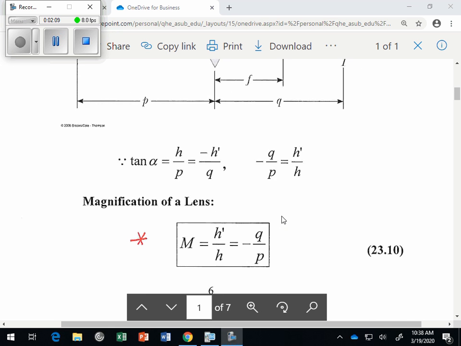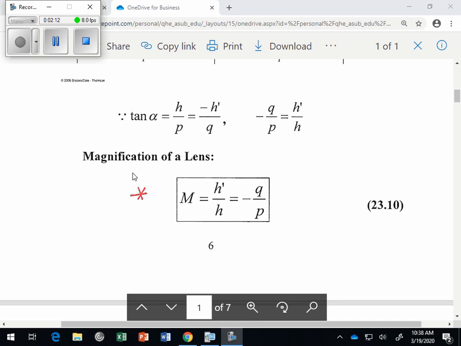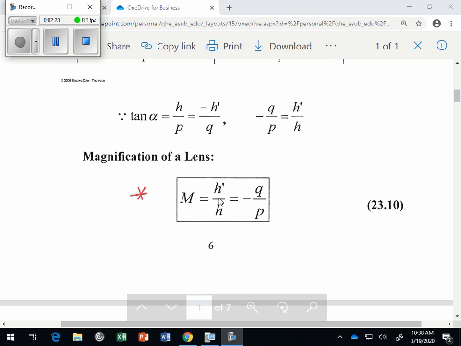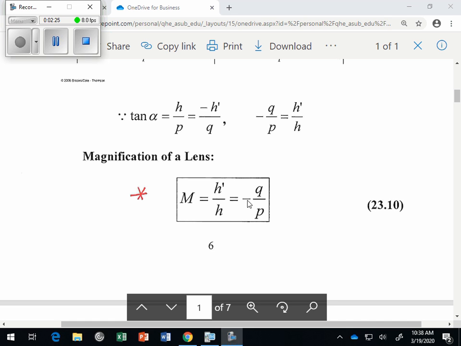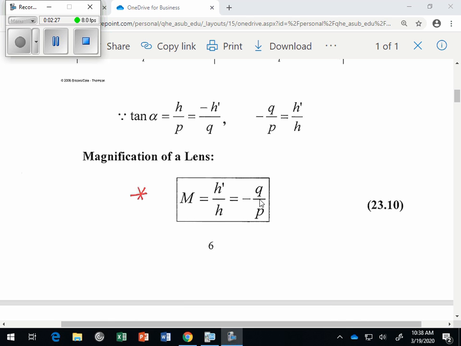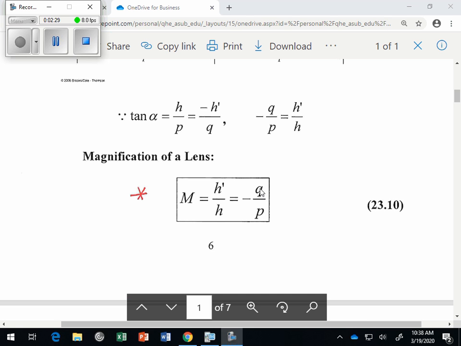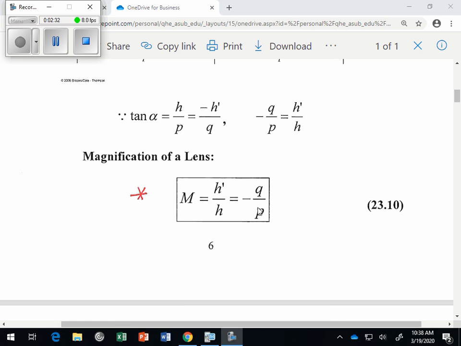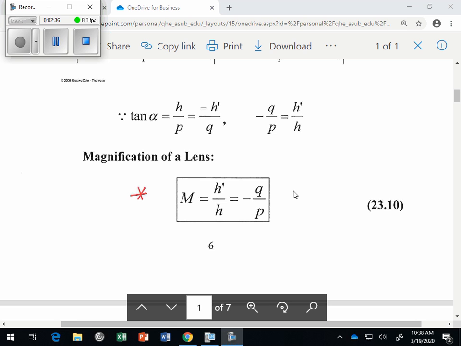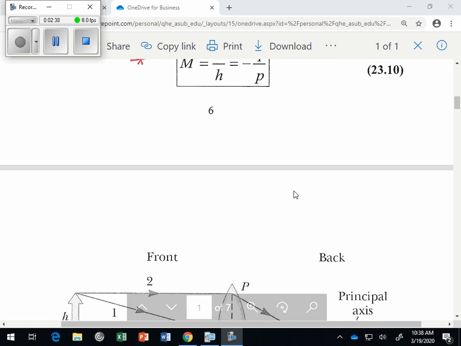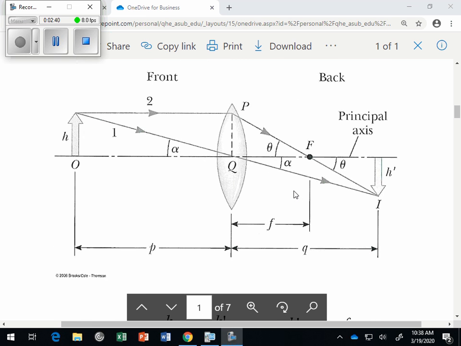Okay, so we work the first equation. We proved the magnification definition is the image height over the object height. We use capital M equals negative Q over P, the image distance over the object distance. Don't forget the negative sign. It's very important. So that's the first important equation. Now we work on the second one.